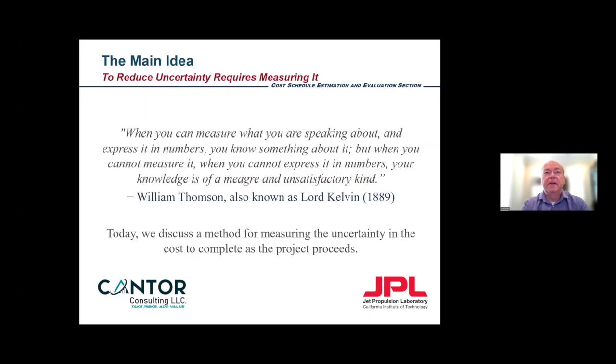Okay, next slide. The main idea is, if we want to reduce or manage uncertainty, we need to first measure it, and we need to measure it quantitatively. As Lord Kelvin once said, when you can measure what you're talking about and express it in numbers, you know something about it. When you cannot measure it, you have a very meager and unsatisfactory kind of knowledge. We need a quantitative measurement of uncertainty in order to manage it. So we're going to talk about a method to measure this uncertainty as a project proceeds.